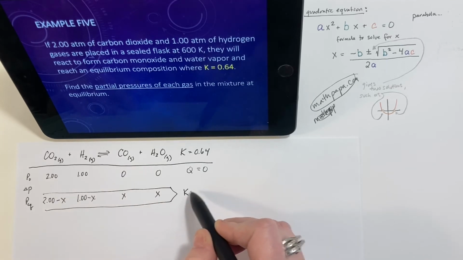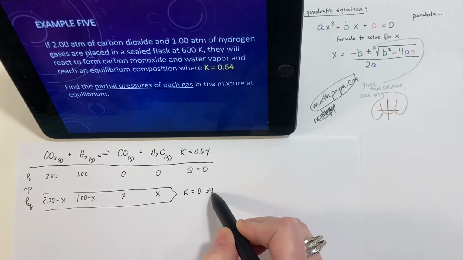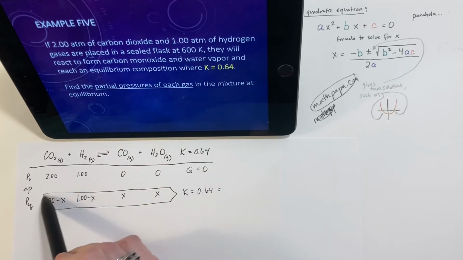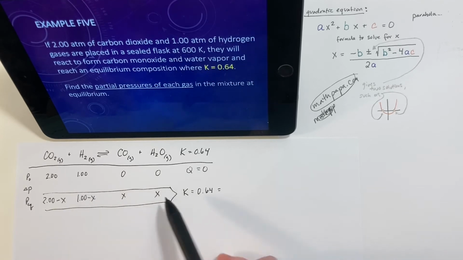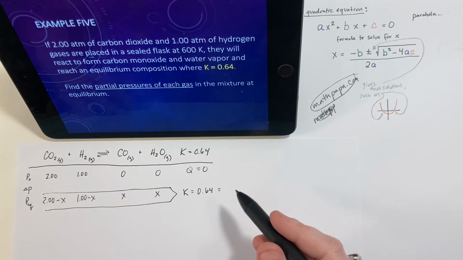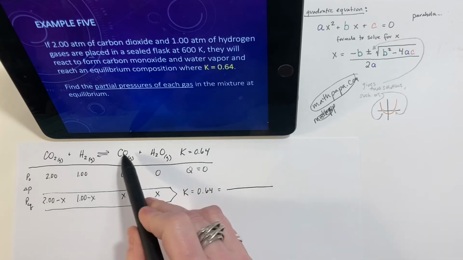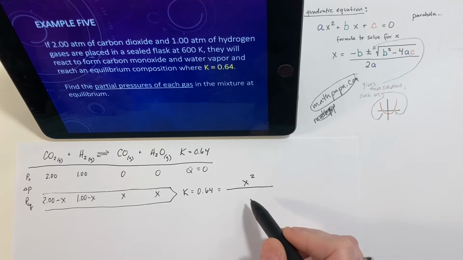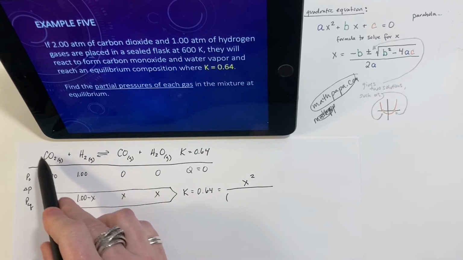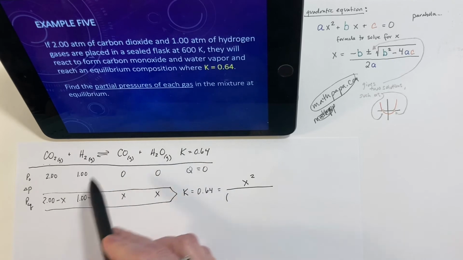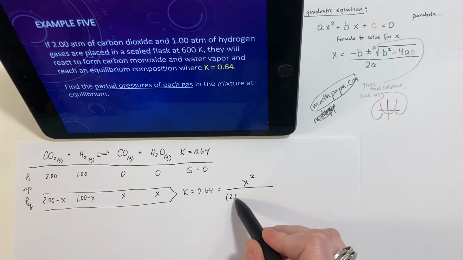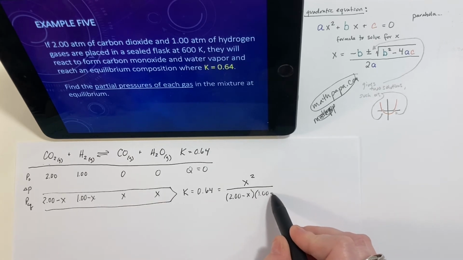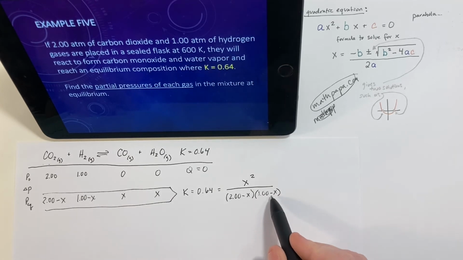It goes into the K expression, which is 0.64. And if we have to find the partial pressures, we need a value here, so that means we need X. Oh, okay, so in our ratio, we got the pressures of the products. They're both X, so that's going to be an X times X. And the pressures of the reactants, everybody's here, mole ratio is all 1. So we got 2.0 minus X times this one. There. So we got to find X.